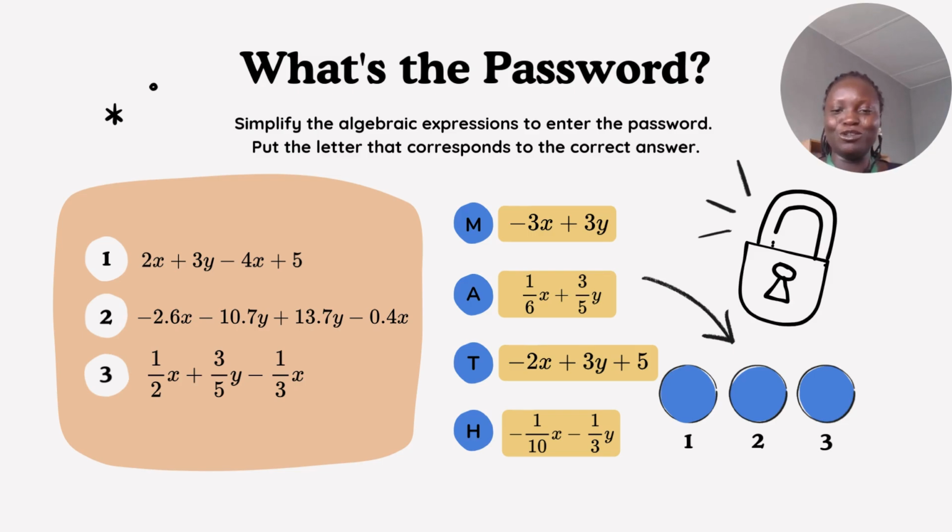Now, question 2. What will be the answer to question 2? Question 2 is minus 3x plus 3y, which is option N. Now, question 3. Question 3 is 1 over 6 x plus 3 over 5 y, which is option what? Option A. Very good.